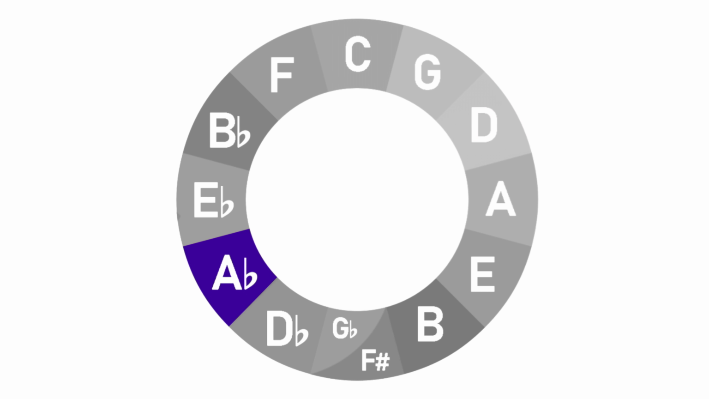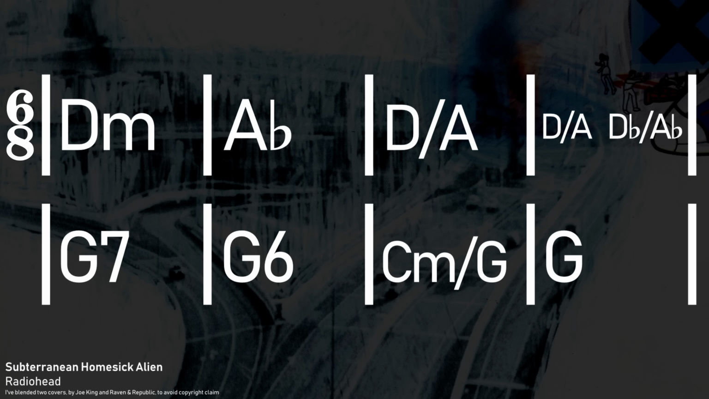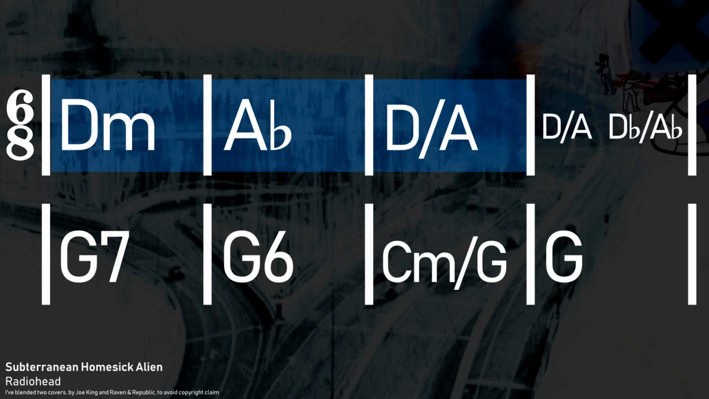D and A flat are a tritone apart, the furthest we can get around the circle before we start coming back on ourselves. So this results in a really acrobatic, unnatural sounding chord change. This doesn't necessarily mean it's a bad chord change, of course. It actually works really well here to cast a sort of uncanny mood into a song that's about alien abduction.